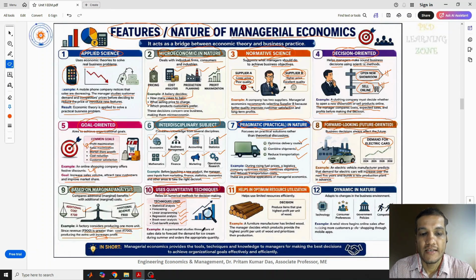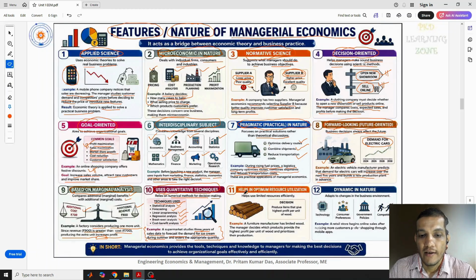Suppose a supermarket studies the last 3 years of sales data to forecast the demand for ice cream during the summer season, and based on that they order the appropriate quantity. So for the last 3 years, statistical analysis needs to be done. Based on that, they can identify what the demand for ice cream can be for the next summer season.